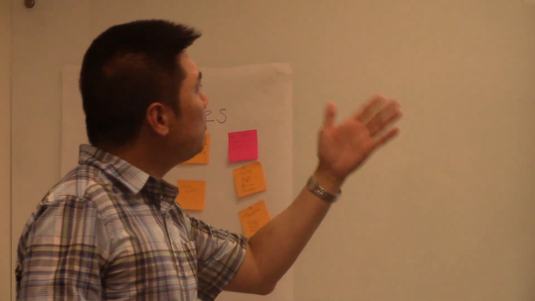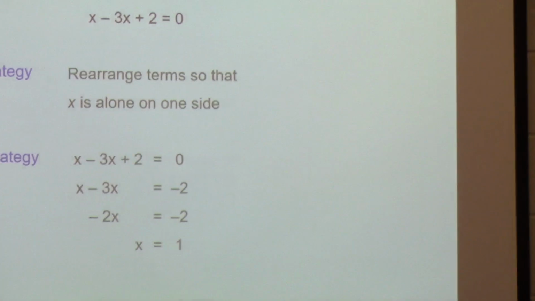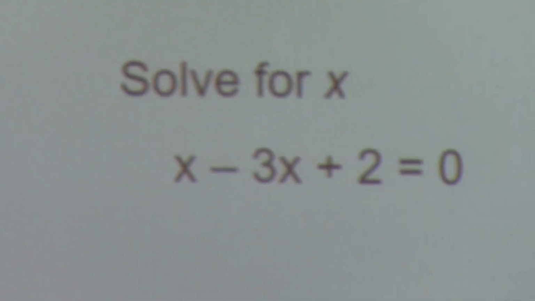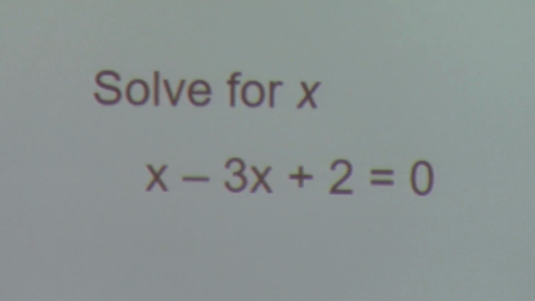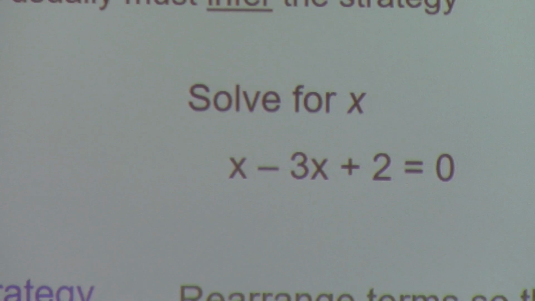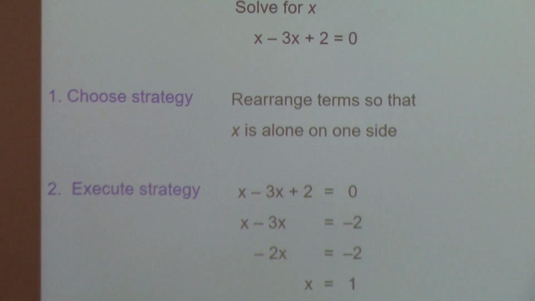Let's just start with this one. A simple algebra problem. The strategy for this one is straightforward. You rearrange the terms to solve for x. Move all the numbers to one side, the x on one side, and then you find out, okay, x equals 1. Straightforward enough.